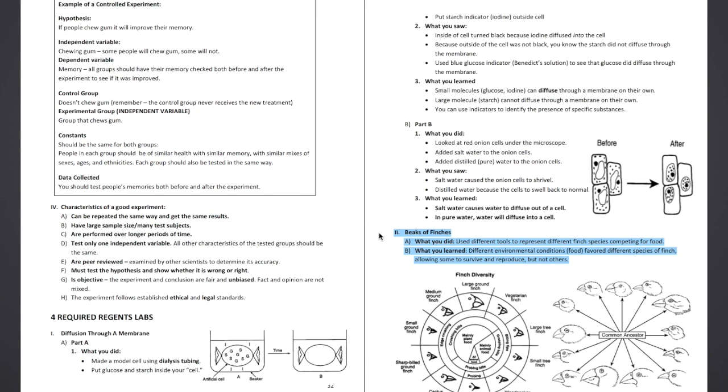2. Beaks of finches. A. What you did. Use different tools to represent different finch species competing for food. B. What you learned. Different environmental conditions, food, favored different species of finch, allowing some to survive and reproduce, but not others.